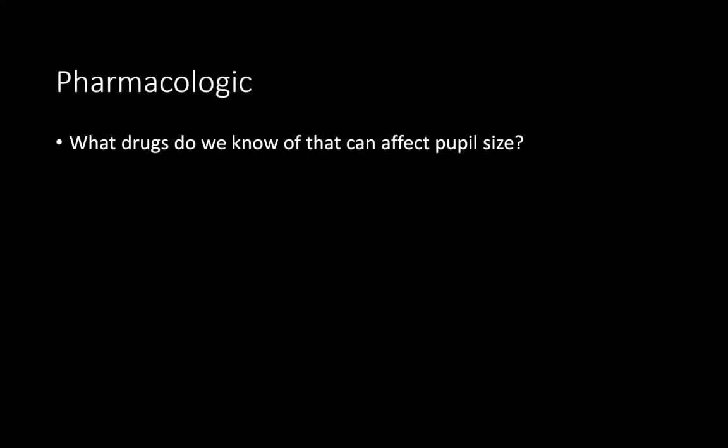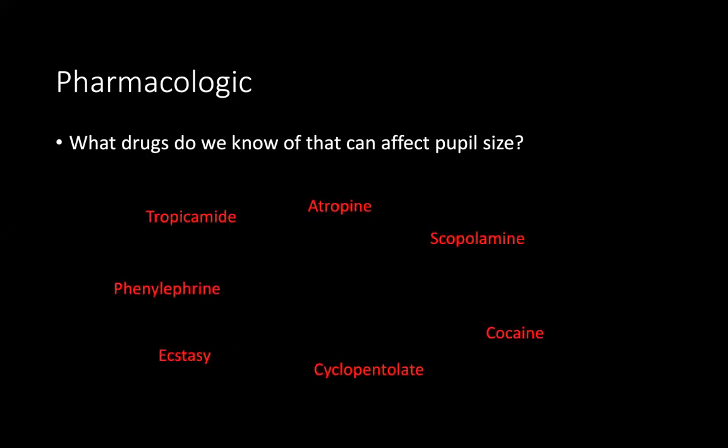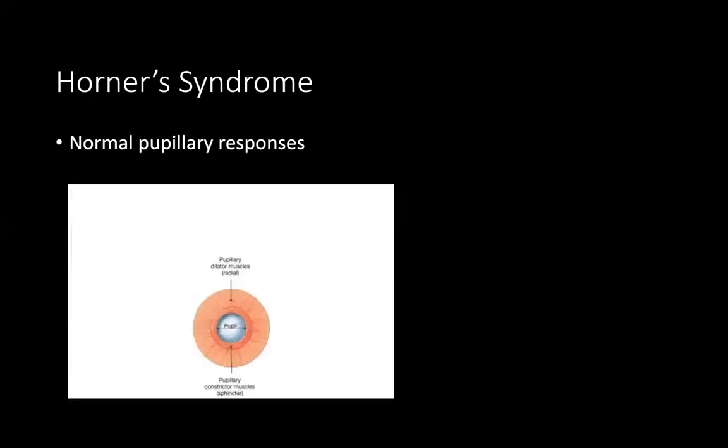What drugs do we know of that can affect pupil sizes? A variety of drugs can cause pupil dilation. We use some of these in our clinics every day. Others we don't, like ecstasy and cocaine. These are things that can make the pupils appear large, right? On the other side, there are also medications that shrink the pupil, things like opiates. Some glaucoma medications like brimonidine and pilocarpine can cause the pupils to be smaller than they otherwise would be.